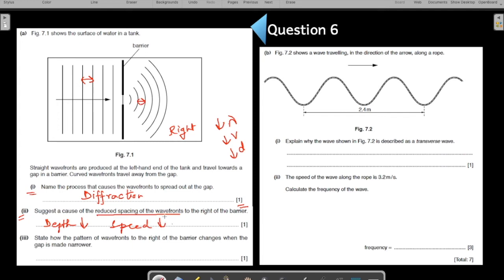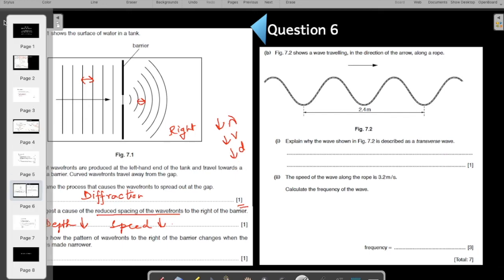You can go through my video on reflection and refraction. The refraction of water wavefronts is very nicely explained, and all this relation between lambda, speed, depth and the angle of bending towards the barrier, everything is properly explained.